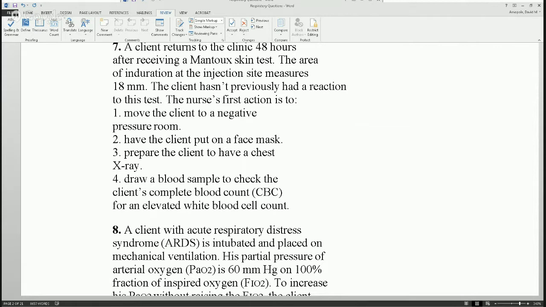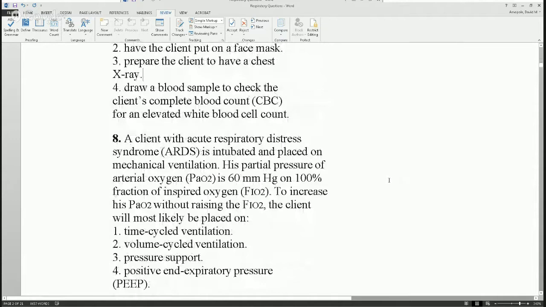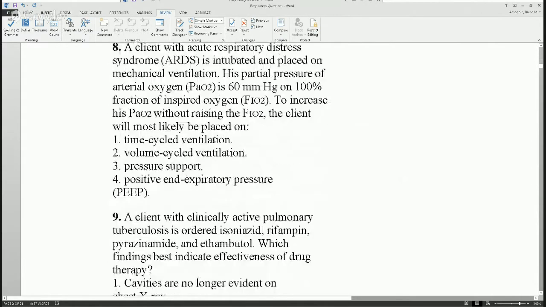Mask. Mask. A client with an initial positive Mantoux is at high risk for active TB. So we're going to mask them, move them to a room, then X-ray them. Before you take them to another room, such as X-ray, you should be fitted with a mask. Keywords, must know.